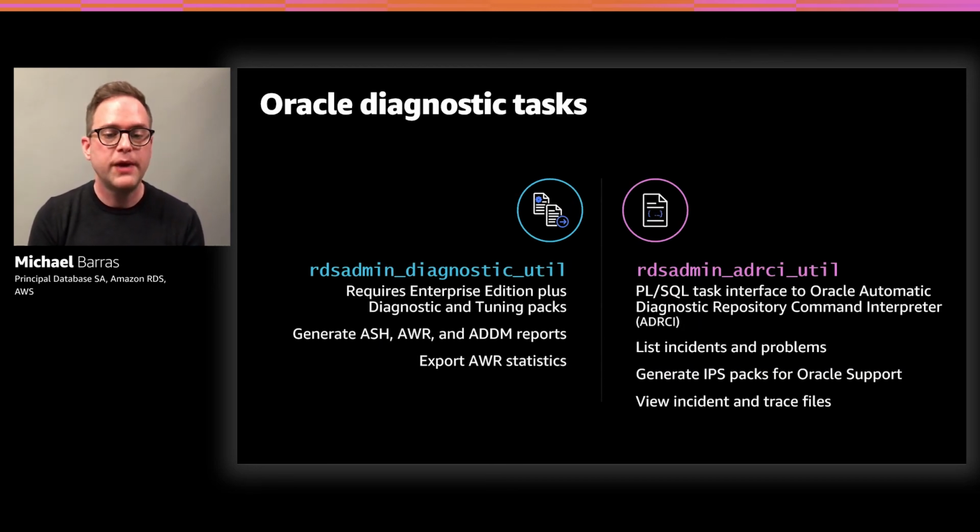We've also added 2 new packages to the RDS admin schema inside your RDS Oracle instance to help manage diagnostic tasks. Many customers who have licensed the diagnostic and tuning packs are accustomed to generating AWR reports using SQL scripts or Oracle Enterprise Manager. While both of those still work fine with RDS Oracle, the new RDS admin diagnostic util package provides a simple interface that lets you quickly generate ASH, AWR, and ADDM reports. The reports can be copied to S3, viewed using PL/SQL inside the database, or downloaded from the AWS console.